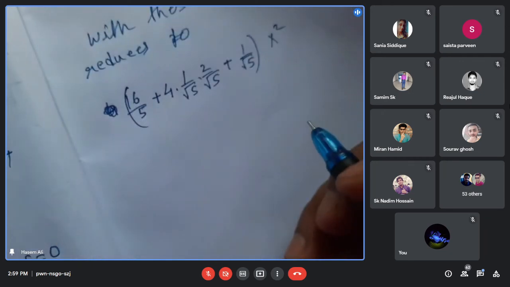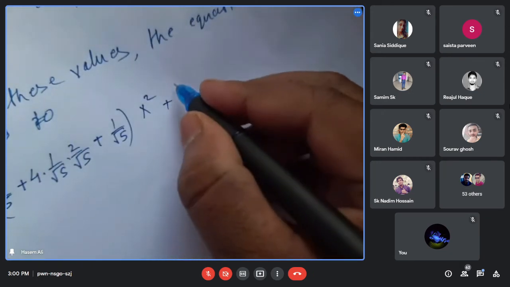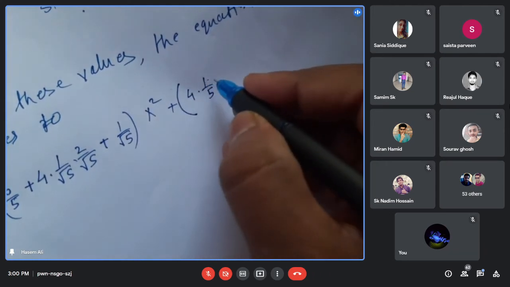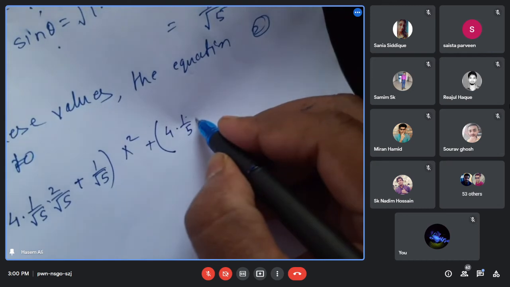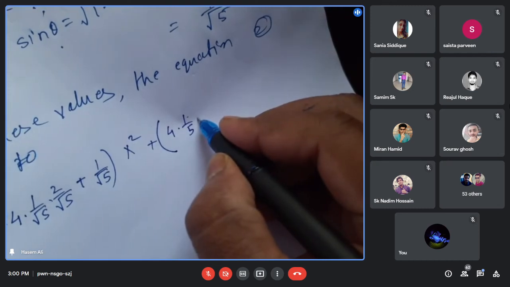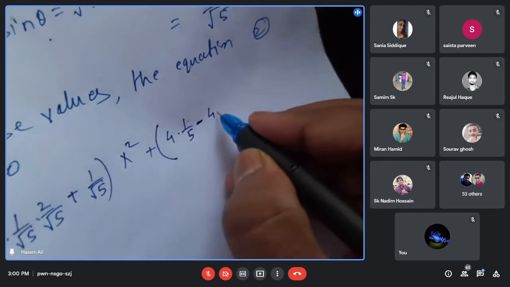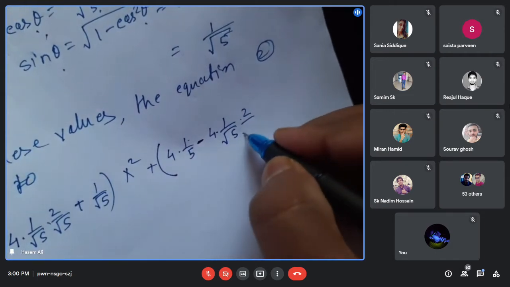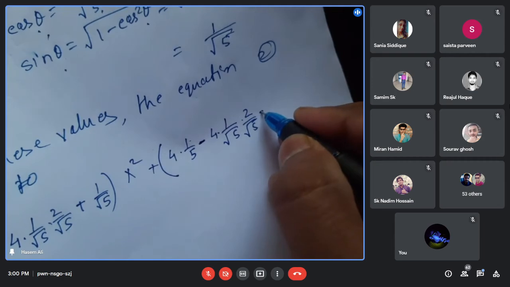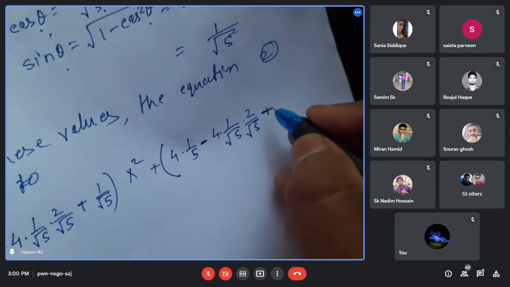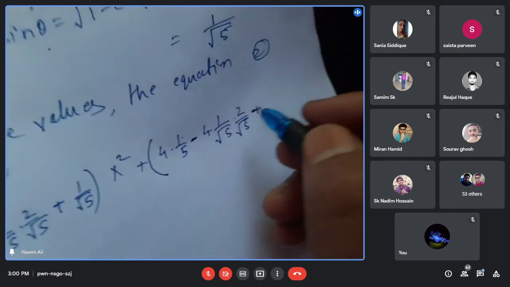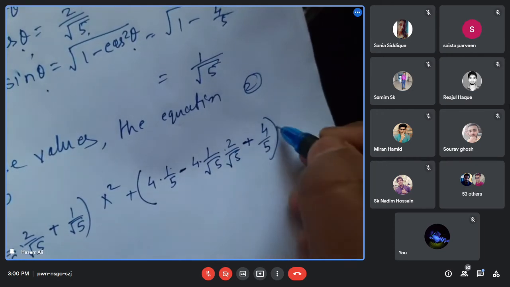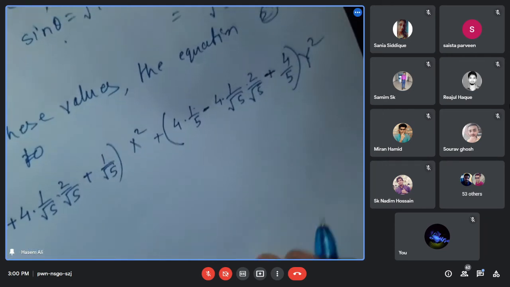Now the coefficient of y square. 4 sin square theta means 4 into 1 by 5, that is 4 by 5. Minus 4 sin theta cos theta, that means minus 4 into 1 by root 5 into 2 by root 5. Plus cos square theta, which is 4 by 5, into y square.